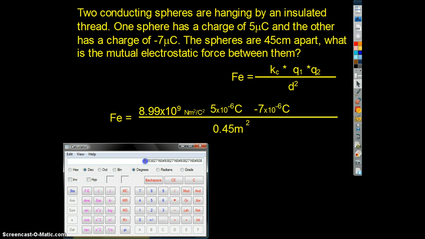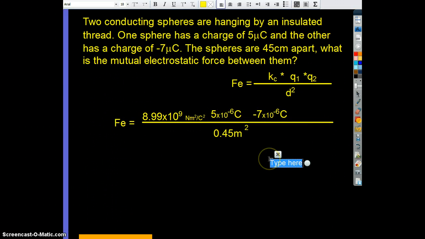And I get, you may not be able to read it, but I get the answer that is -1.55. That's very tiny. -1.55 newtons. -1.55 newtons. The answer, negative, is significant in this problem.